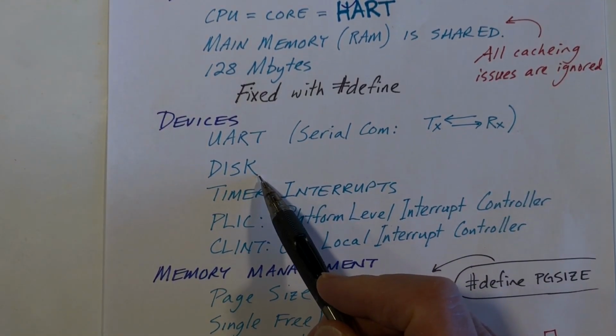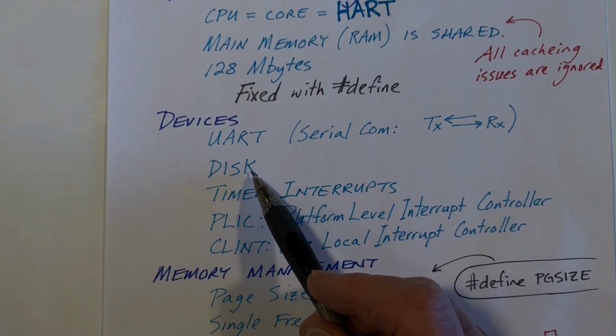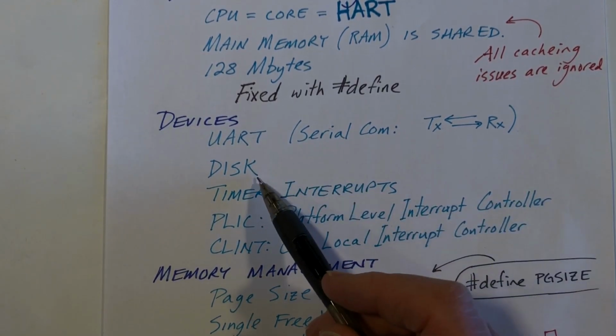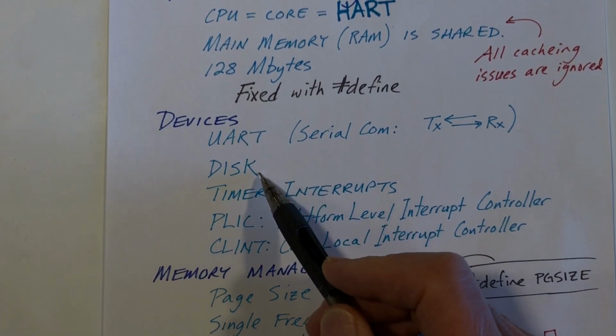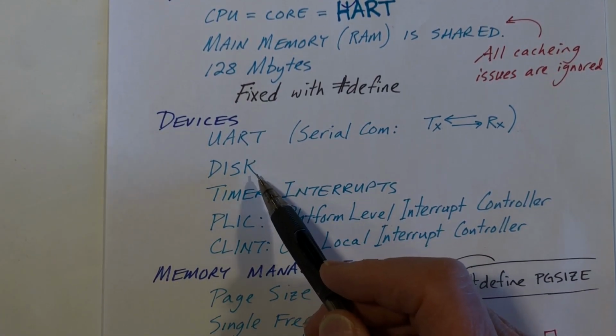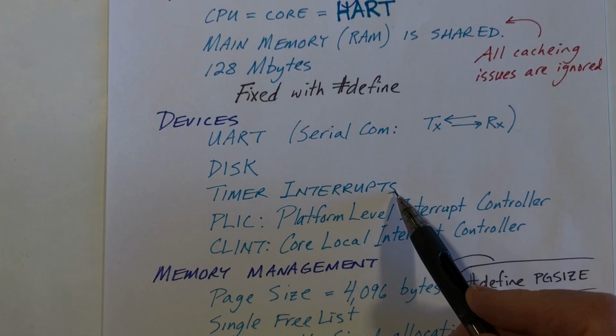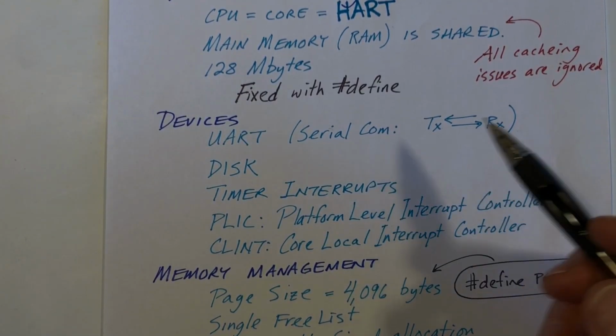The xv6 system has one disk drive, and that will be emulated, of course, with a file on your host laptop. But there's a disk device. There are also timer interrupts. The UART and the disk are shared between all the cores, but each core has its own timer interrupt. So these are local to the core.